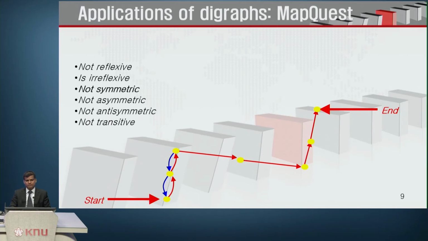As you can see here, this particular flow of direction, moving from the start to the finish, is it reflexive? No, it's not reflexive. Is it irreflexive? Yes, it is irreflexive. It is not symmetric, though initially the two nodes look symmetric because this section might look symmetric, but the whole thing does not. It's not asymmetric, it's not antisymmetric, and it's not transitive either.